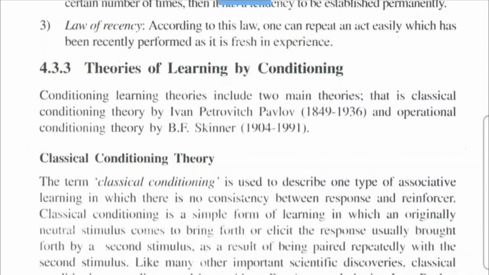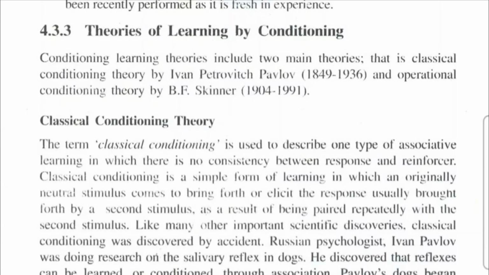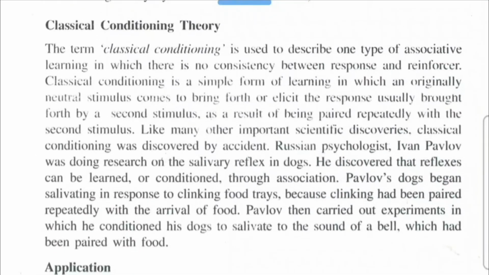4.3.3 Theories of Learning by Conditioning. Conditioning learning theories include 2 main approaches: classical conditioning by Ivan Petrovich Pavlov, 1849 to 1936, and operant conditioning by B.F. Skinner, 1904 to 1990. Classical conditioning theory. The term classical conditioning describes a type of associative learning where there is no consistency between response and reinforcer. Classical conditioning is a simple form of learning in which an originally neutral stimulus comes to elicit a response usually brought forth by a second stimulus as a result of being paired repeatedly with the second stimulus.